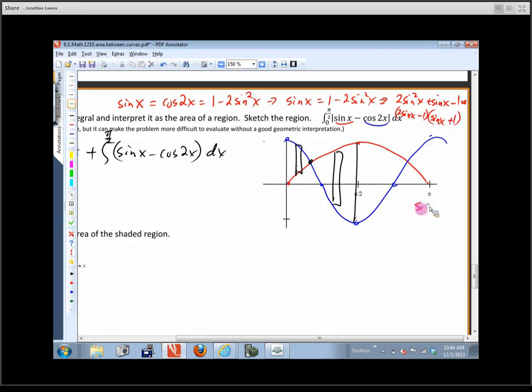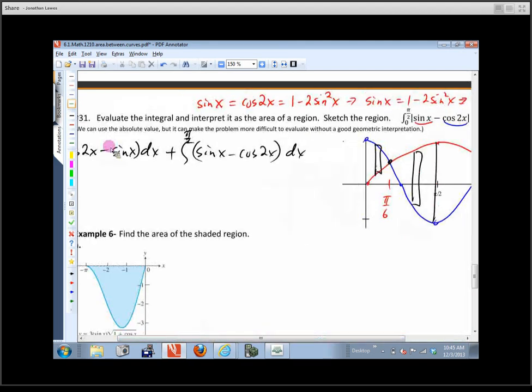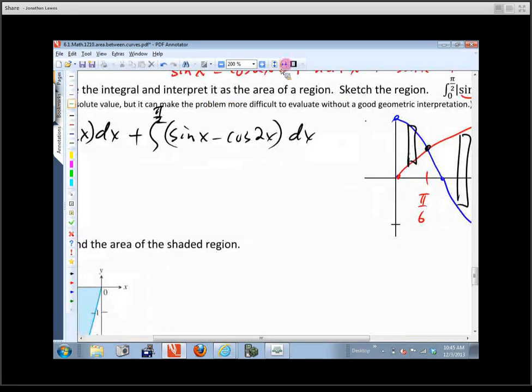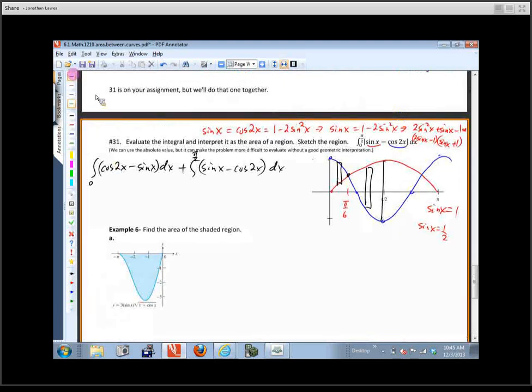So I'm solving when the sine of x is equal to 1, and I'm solving when the sine of x is equal to positive 1/2. And where does that happen? Say pi 6. Happens at pi 6. Okay, this intersection point right here is at pi 6. So then we've got everything we need to finish this off. Whoops. This would be from 0 to pi 6, and this would be from pi 6 to pi halves. Okay? Any questions?